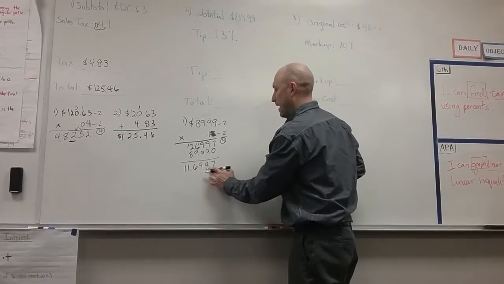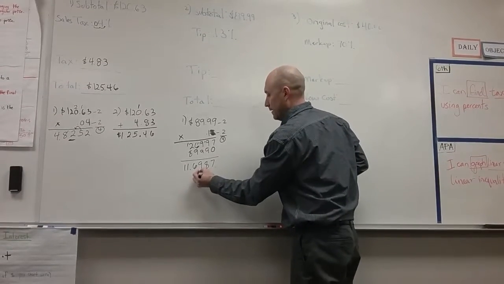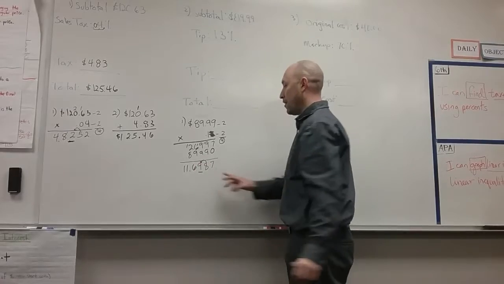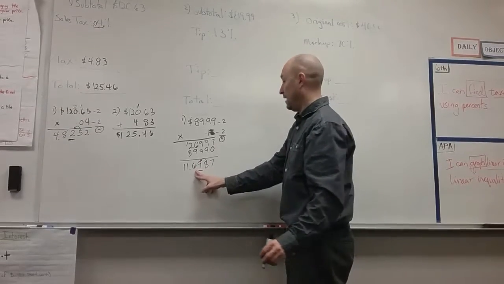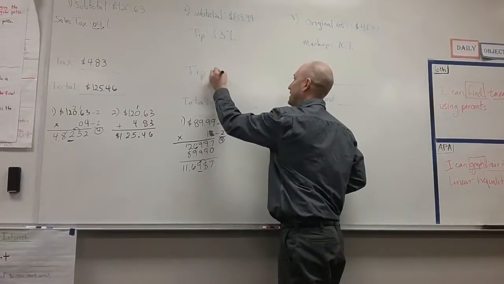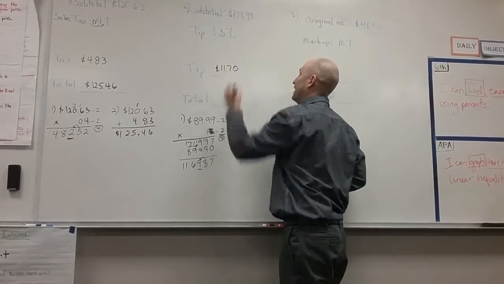I find my hundredths place, which is my penny. The 8 tells the 9 to go up, so that 69 becomes $11.70 would be my tip.